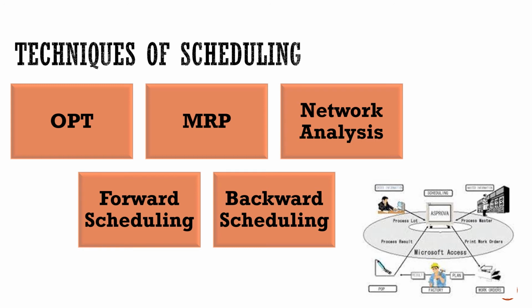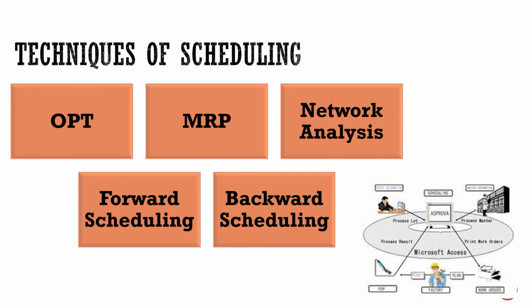Then forward scheduling. What does it mean? Here, customers are the focus. When we get the order from customers, then we start the scheduling. Means first we receive a new order, then we assemble the resources, then the product manufacturing process, then shipment preparation, and then delivery of the product.